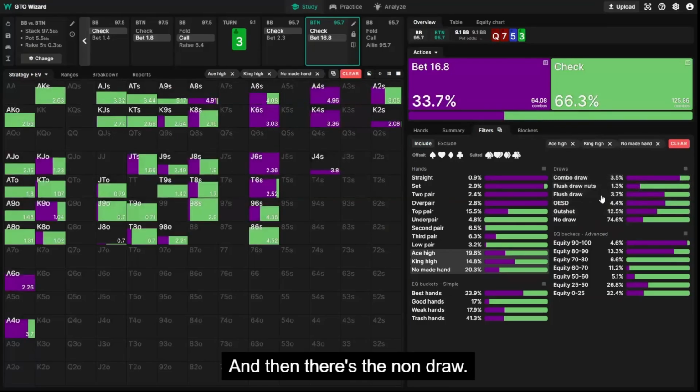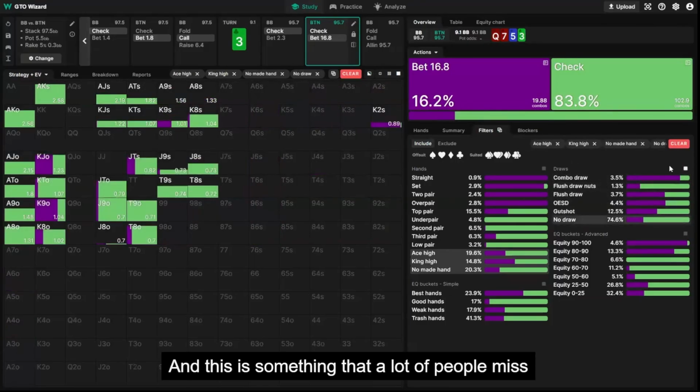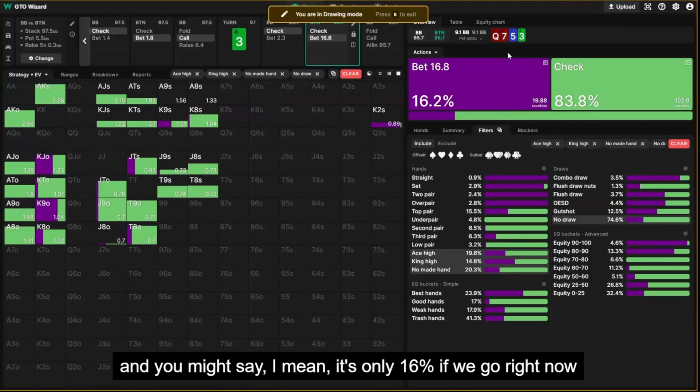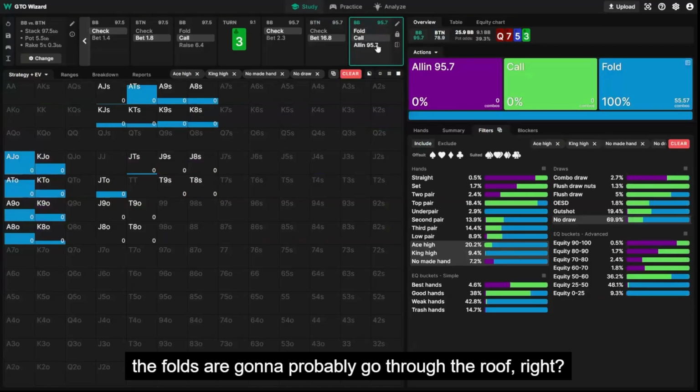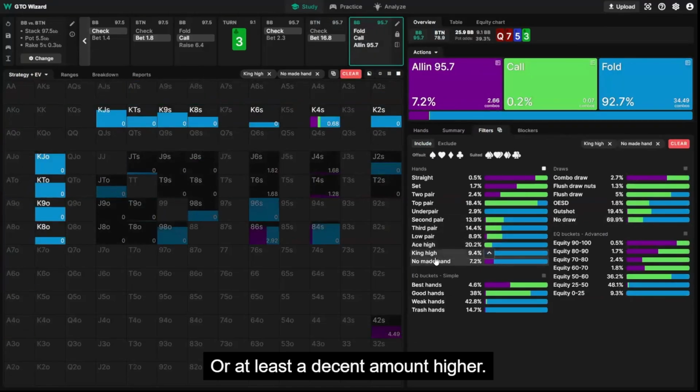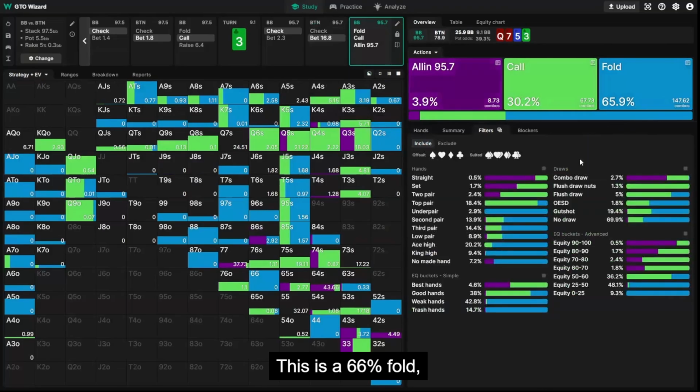And then there's the non-draw. And this is something that a lot of people miss. And you might say, I mean, it's only 16%. If we go right now and we node-lock these hands out, the folds are going to probably go through the roof, right? Or at least a decent amount higher. This is a 66% fold, 66% fold versus the overbet.